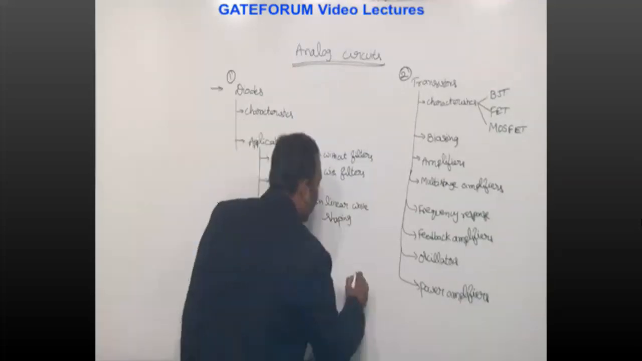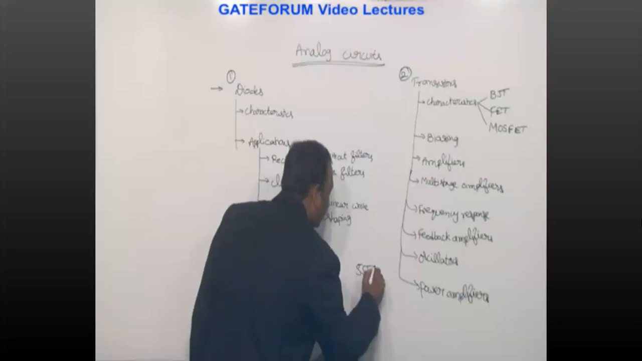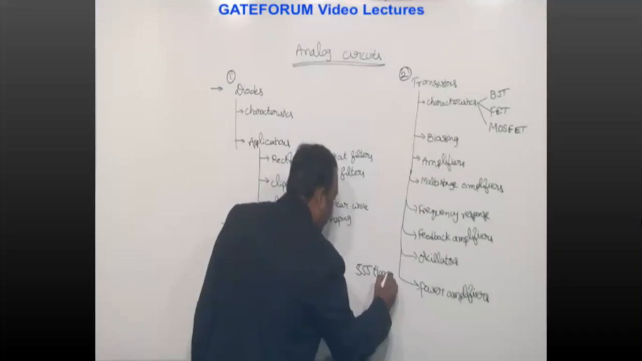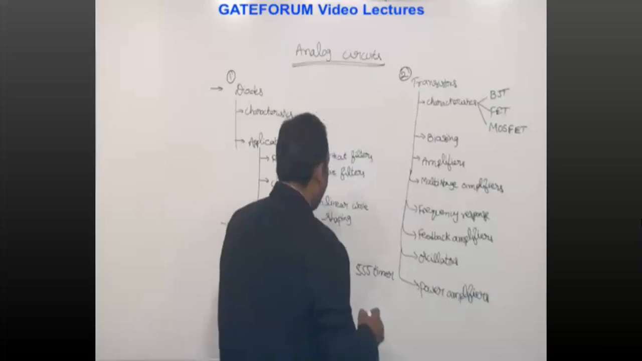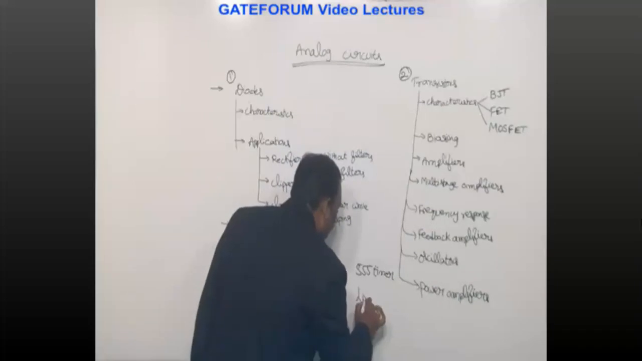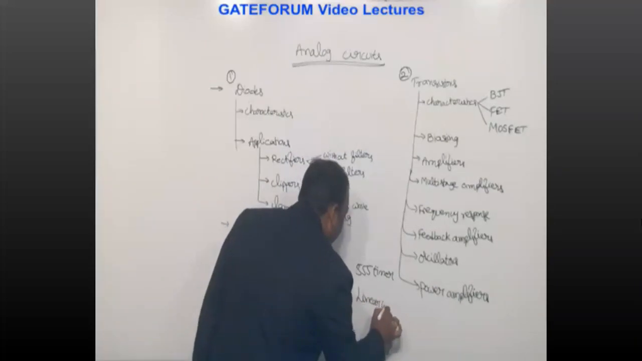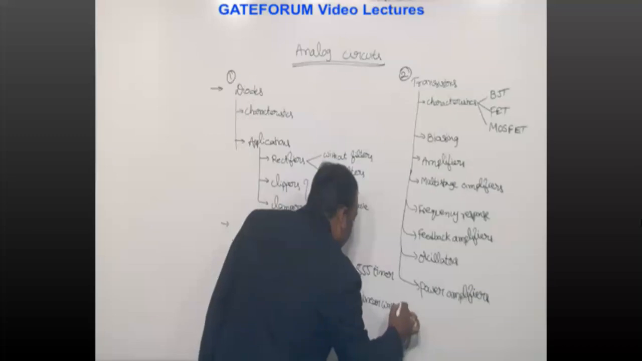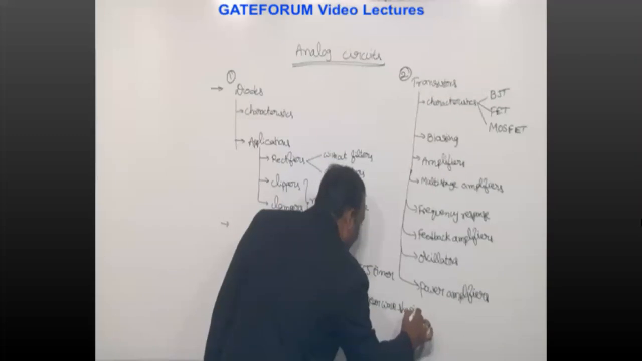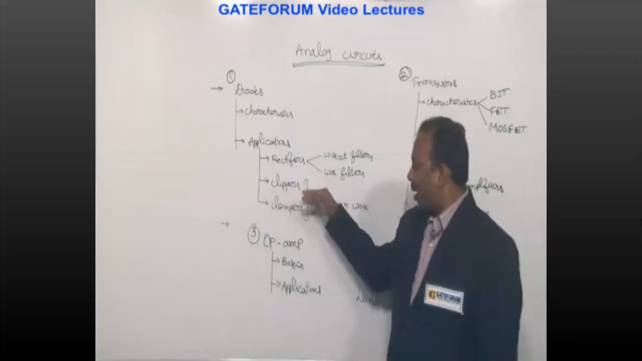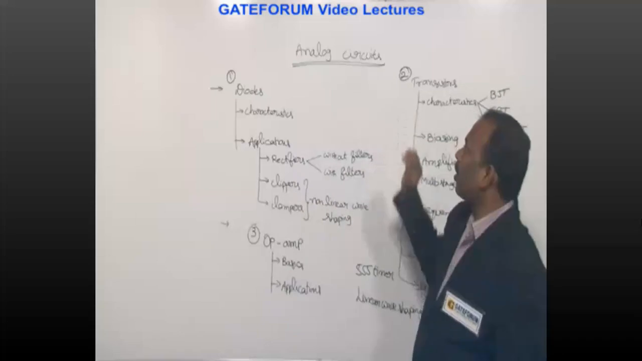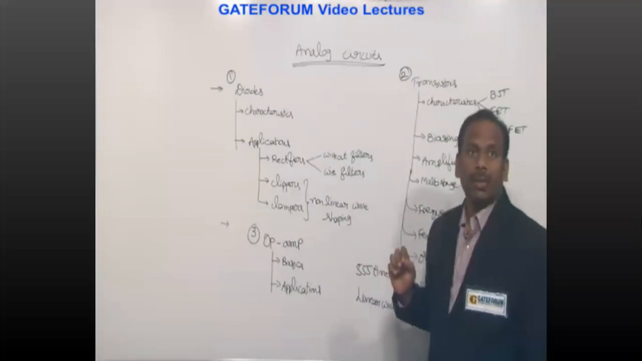Then comes 555 timer. This is the last, 555 timer. Then comes linear wave shaping. These are the topics that we are going to cover in analog circuits.